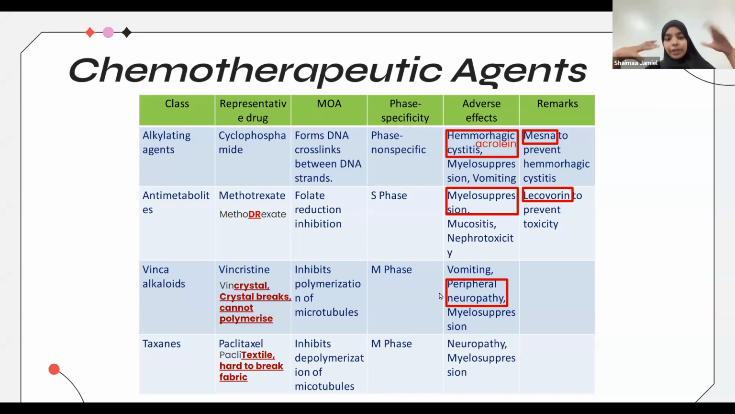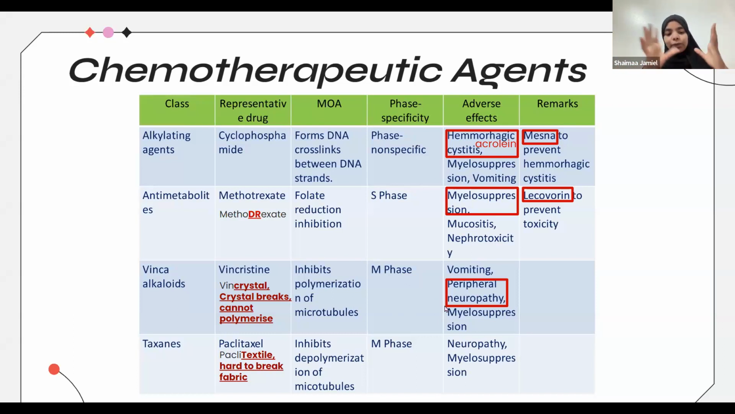So basically, after you've already formed the spindles and so on, and now in anaphase, you have to separate. And how do you separate? By breaking down the microtubules or the spindles, but you're not able to because taxane is going to inhibit it.